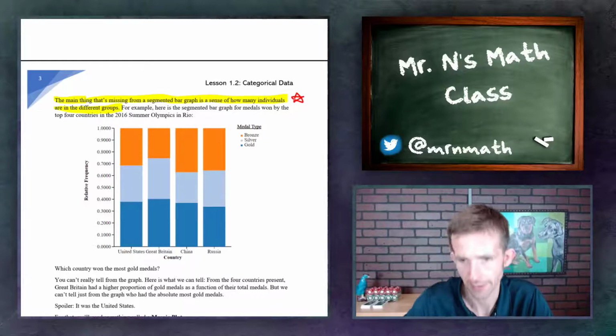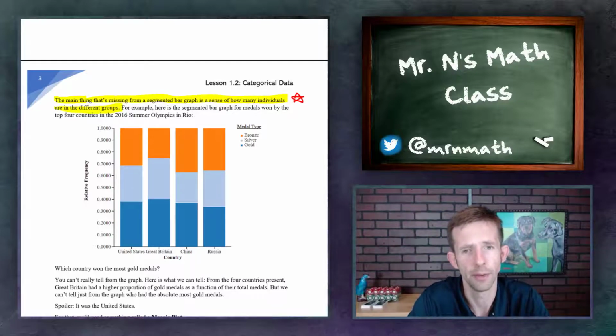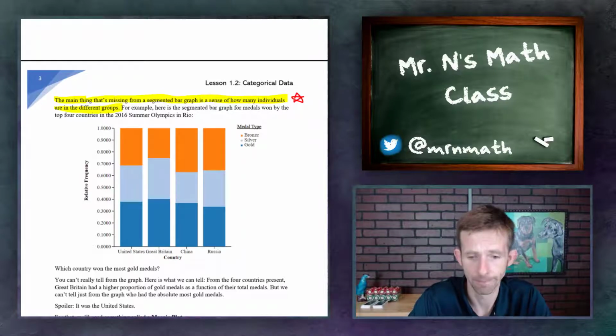So a lot of the questions that you will deal with on the AP exam deal with this very concept. You can't tell how many individuals are in each graph. So for example, here's a segmented bar graph for medals won by the top 4 countries in the 2016 Summer Olympics in Rio. You've got the United States, Great Britain, China, and Russia. Which country won the most gold medals? That's the question. And the answer is you can't really tell.